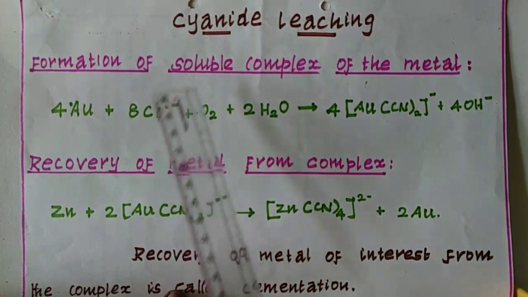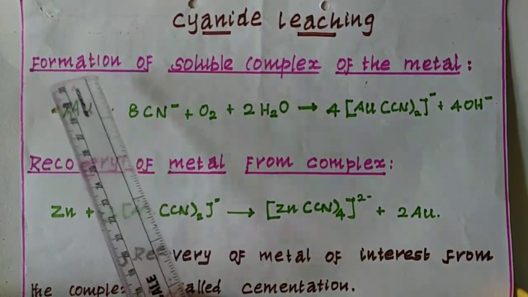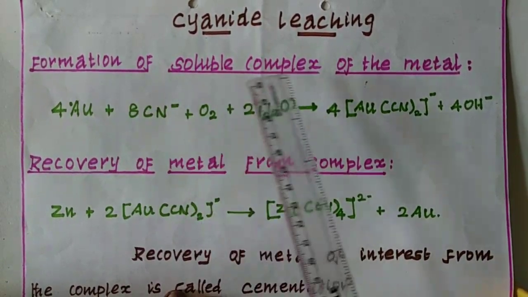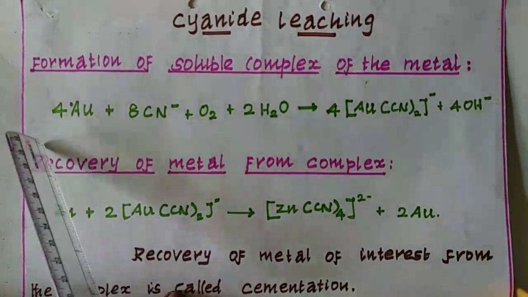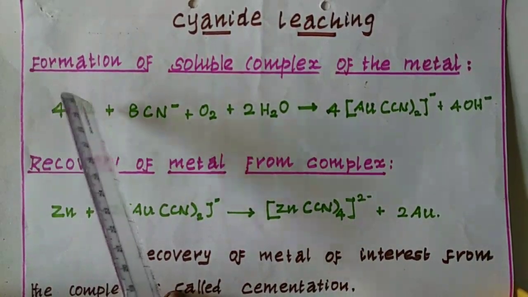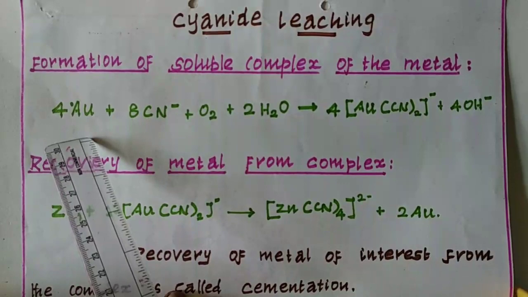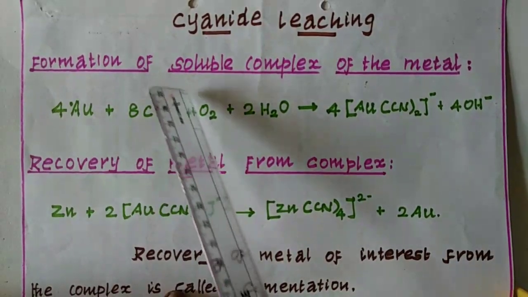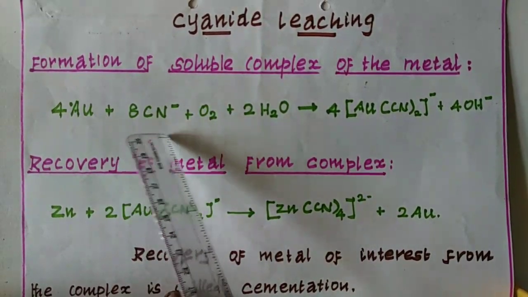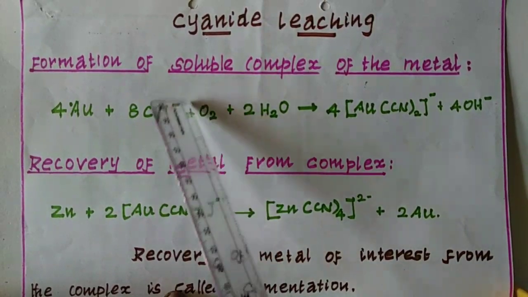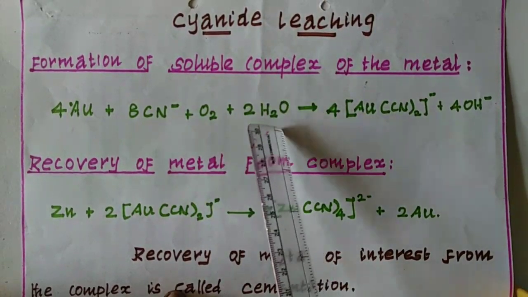It involves 2 steps. Step 1 is formation of a soluble complex of the metal. So the metal is gold. This is the one we need to extract from the ore. The gold metal is treated with the cyanide solvent, CN minus. Along with that, oxygen is added. Also, a water molecule is added.